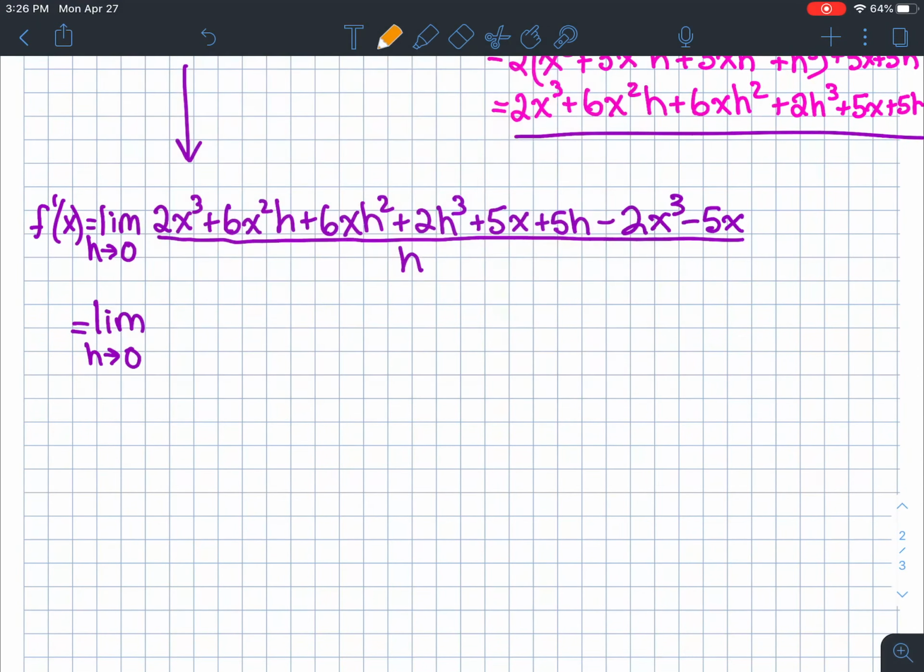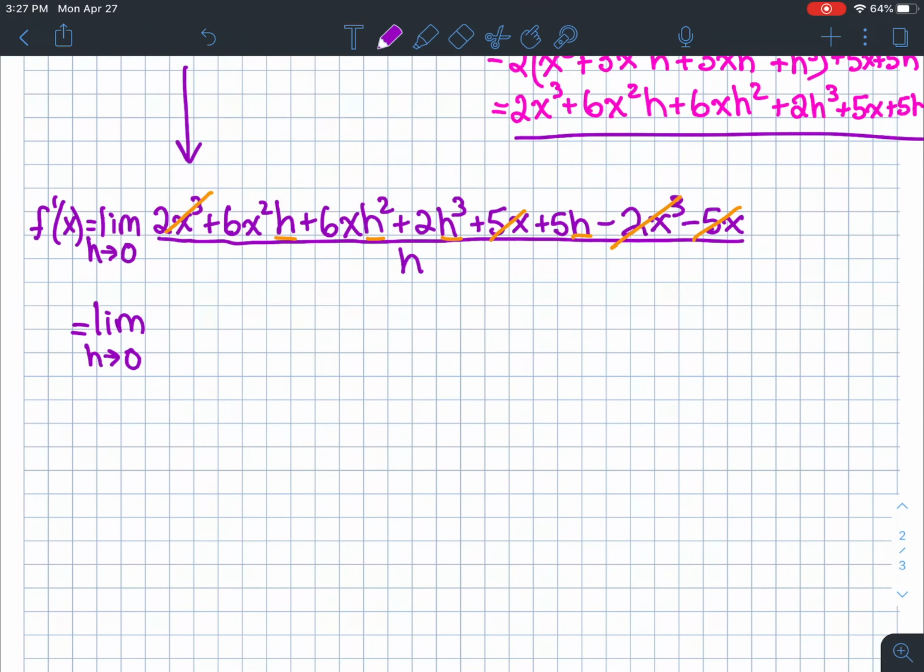The algebra is crazy. Okay, so I'm noticing 2x cubed minus 2x cubed is gone. 5x minus 5x is gone. So that's nice. Cancel some stuff out right away. And I'm also noticing every term that I have left has an h in it, as usual. So I'm going to go ahead and factor out an h.